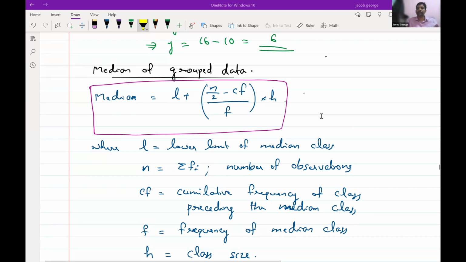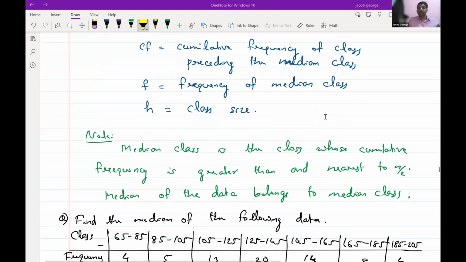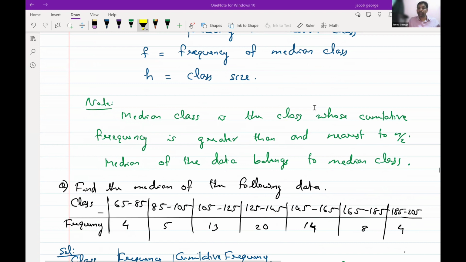Median is L plus (n by 2 minus CF) by f into h. All of you studied the formula? Mode formula you studied. Now median formula, we heard it, right? Yes. Now this is the method of finding the median class.